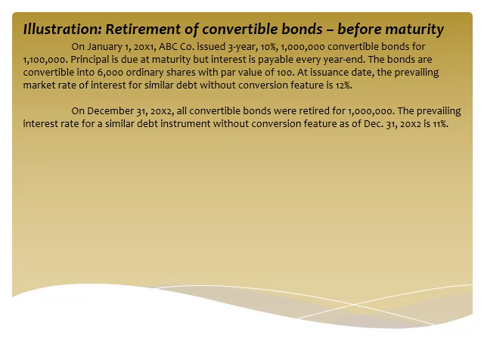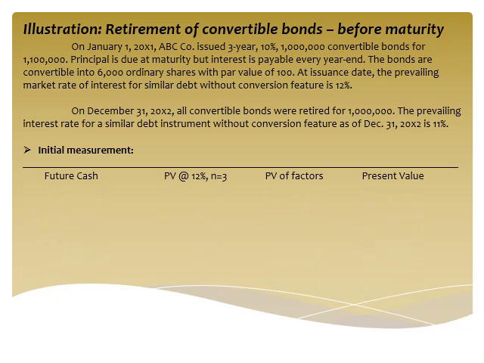On December 31, 2002, all convertible bonds were retired for 1 million. The prevailing interest rate for similar debt instrument without conversion feature as of December 31, 2002 is 11%. So, upon initial measurement, note, tingnan nyo yung problem. Hindi given yung market value of the bonds without the conversion privilege on the date of issuance and on the date of retirement. Pag hindi given, we need to compute the present value of the liability.